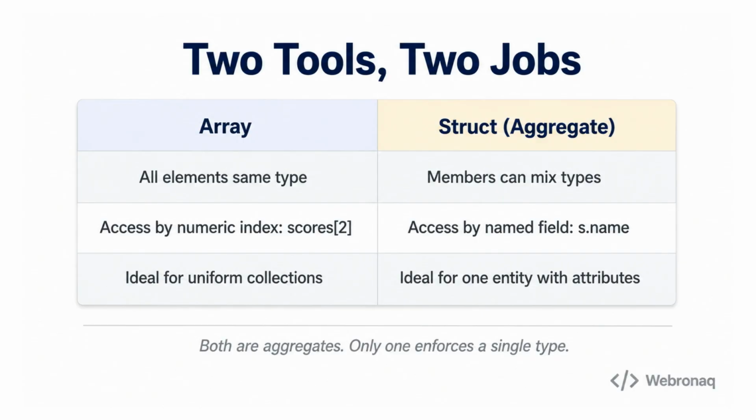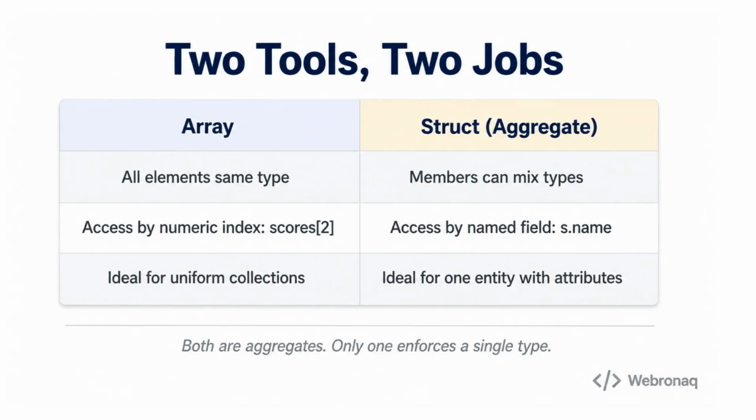Structs are the right tool when you are modeling one logical entity with multiple different attributes, like a student, a product, or a sensor reading with a timestamp. Both are aggregates. The difference is what they enforce and how you navigate them. Now let us see this in real production code.